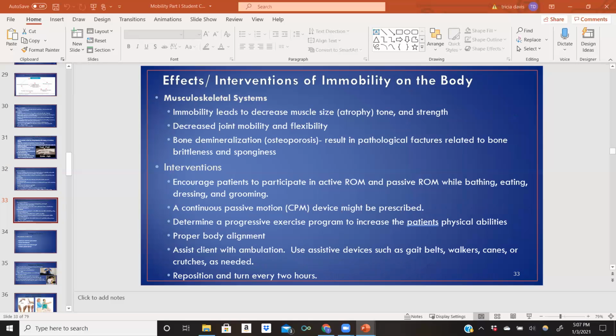So the effects of immobility on the body, your musculoskeletal system: immobility leads to decreased muscle size. So you're going to have atrophy in your tone, and your strength is going to decrease. You're going to have decreased joint mobility and flexibility. You're going to have bone demineralization, which is also osteoporosis, which is going to result in pathological fractures related to bone brittleness and sponginess. So what are some interventions you can do?